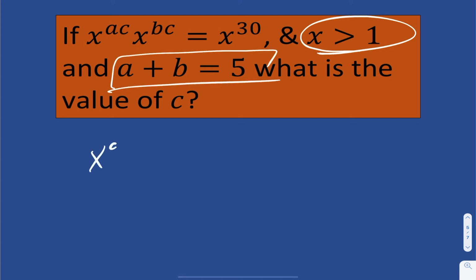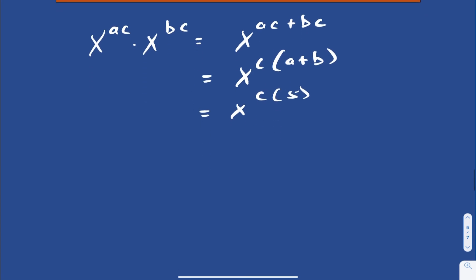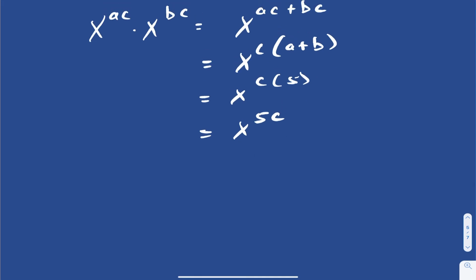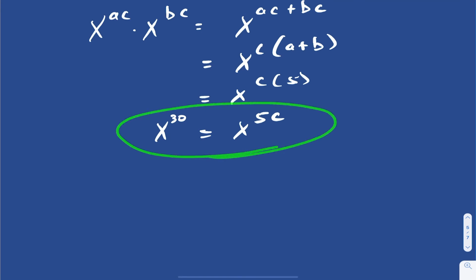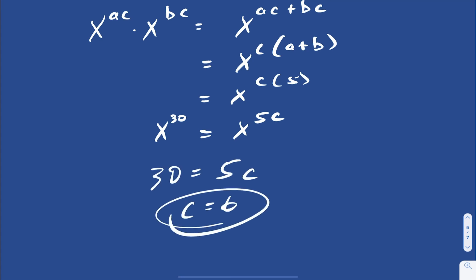Okay, well, x to the ac times x to the bc, you're multiplying at the same base. You add your exponents. Now you'll notice here, I can factor out a c out of this thing. I have a plus b, but I know that in this case a plus b equals 5. So therefore, we know that this is equal to x to the power of 5c. But now they told us in the question that this is also equal to x to the power of 30. So now again, the same situation, right? You have the same base, so you can equate the exponents here. So in this case, you get 30 equals 5c. Divide across by 5, you get c equals 6.